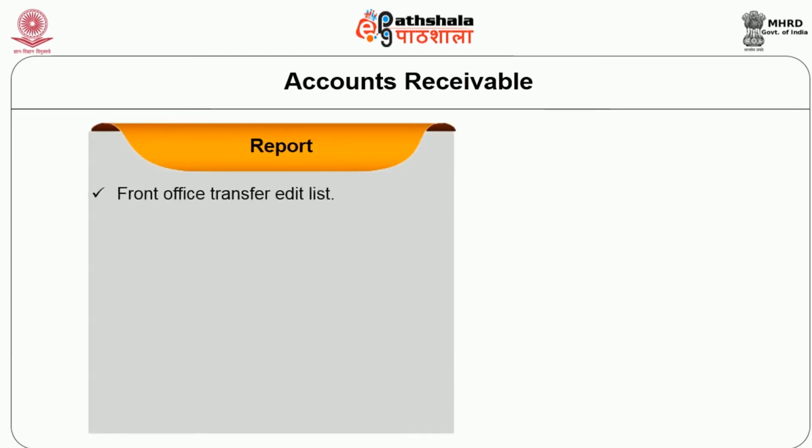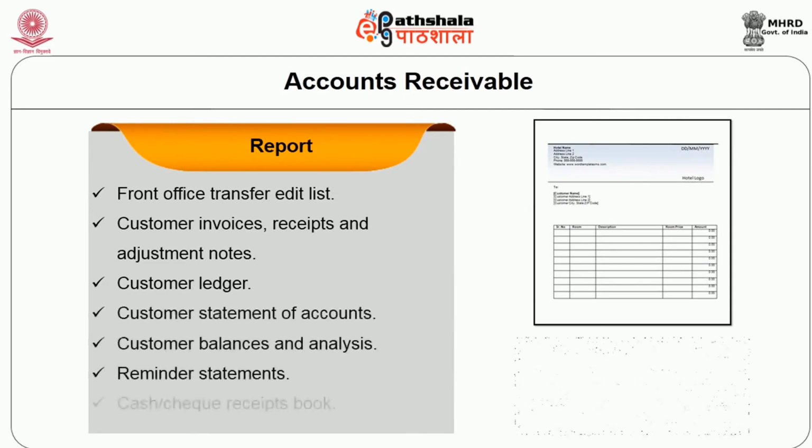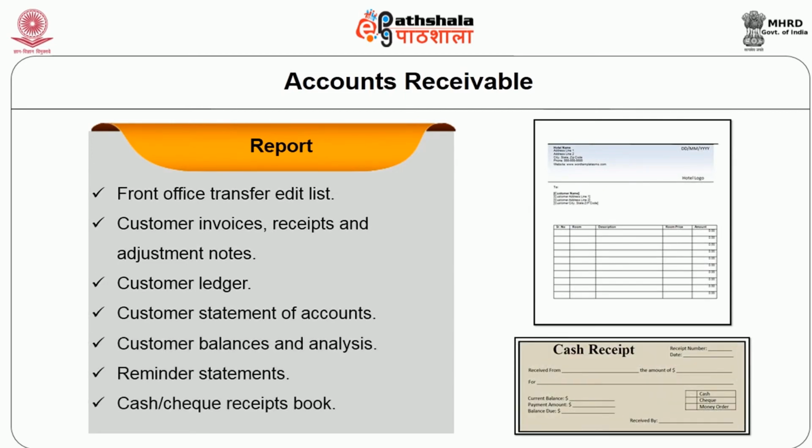The reports maintained here are the front office transfer edit list. So in the front office transfer edit list, anything transferred from or to the other departments is maintained here. Next is customer invoices, receipt and adjustment notes. Invoices are the major bills, where a list of items or any services given to the customers are recorded and you give the bill for that.